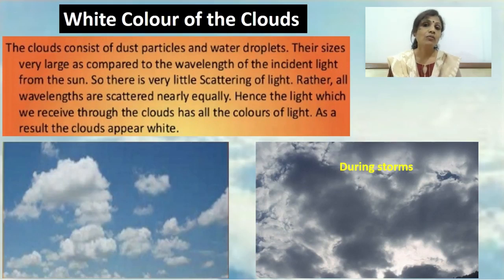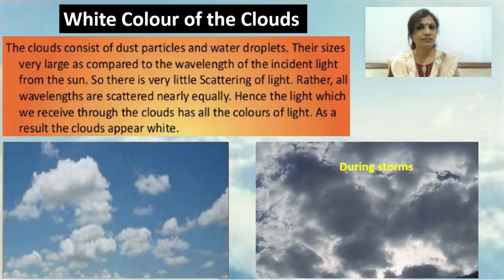Right? Now during the storms, you must have seen that the clouds appear black or gray in color. The reason for this is that at the time of the storms, the cloud becomes very heavy. The thickness of the cloud increases to a larger extent, and so when the light falls on the cloud, the light gets trapped at the bottom. So the light doesn't pass through the cloud, and as a result the cloud looks dark or gray at the time of the storm.